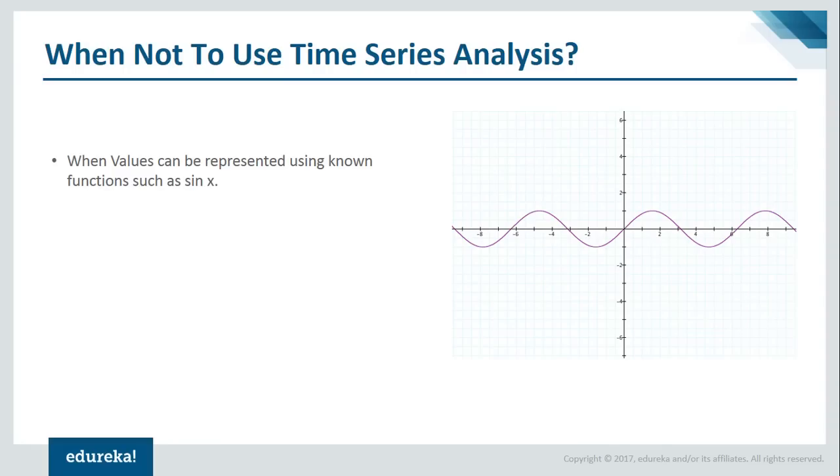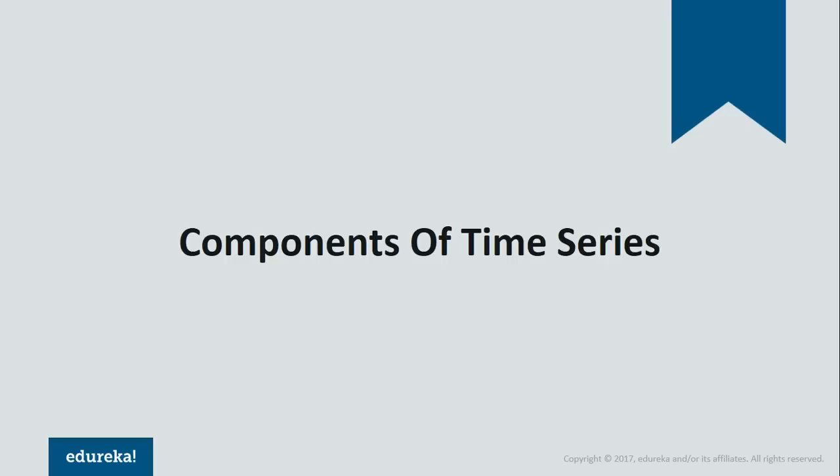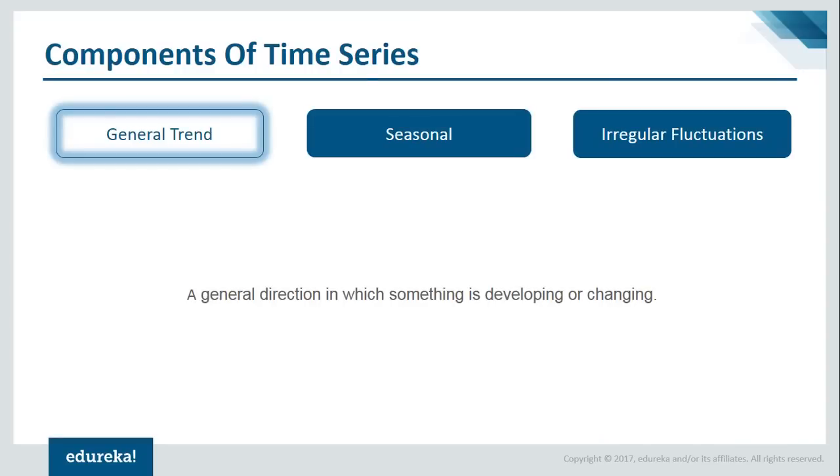All right, so we've discussed which cases we should not apply time series analysis to, and in which cases there's no point in applying time series analysis. Now let's move ahead and understand the components of time series. When you talk about the components of time series, guys, there are basically three components. You have the general trend, then there is seasonal, and there are irregular fluctuations. So let's discuss these three components in detail.